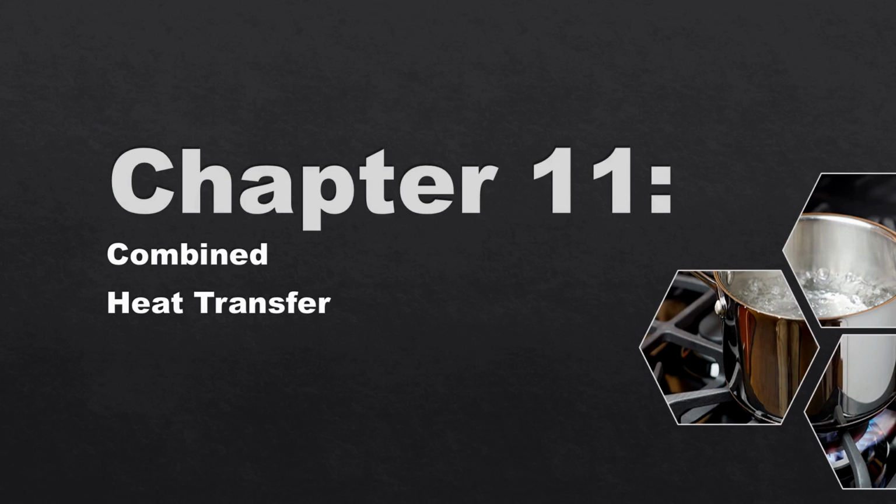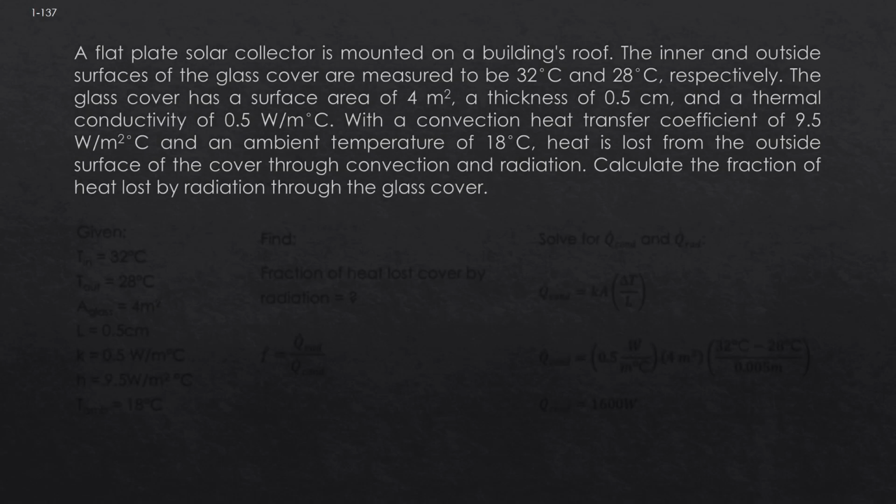In this video, we are going to solve a problem involving a combined heat transfer. Here's our problem. A flat plate solar collector is mounted on a building's roof. The inner and outside surfaces of the glass cover are measured to be 32 degrees Celsius and 28 degrees Celsius respectively. The glass cover has a surface area of 4 square meters, a thickness of 0.5 centimeters, and a thermal conductivity of 0.5 watts per meter degree Celsius.